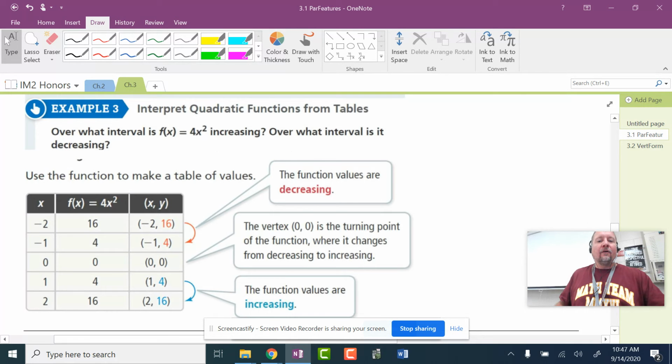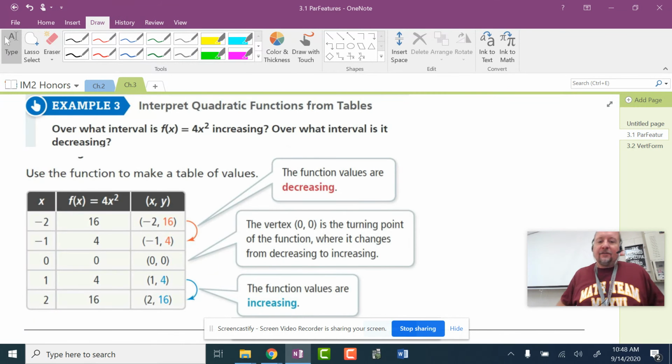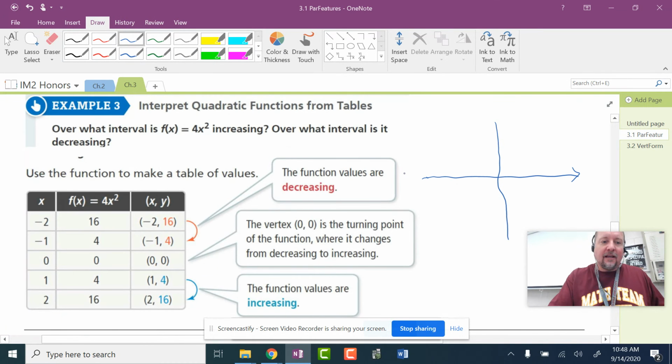Okay, now I threw something at people last hour and I kind of made a mistake. Function values are increasing and decreasing. I actually do want to graph this too right above my face here. Okay, so they picked 4x squared. You'd say that's a vertical stretch by a factor of 4.